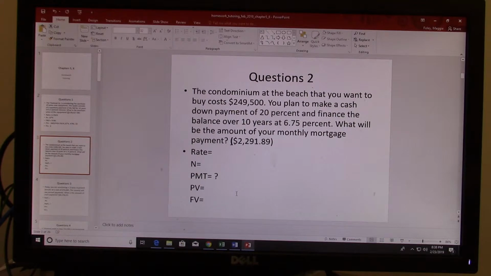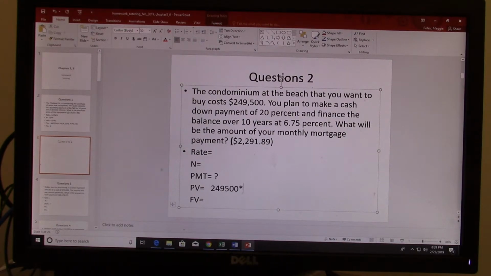So this kind of question we are familiar with, right? We should know how much is the total amount we borrowed for this condo. Since the house costs $249,500, but we only borrowed 80% of that. We made a 20% down payment for this condo. So how much is the loan we get? It's 80% of 249,500. This is our loan.